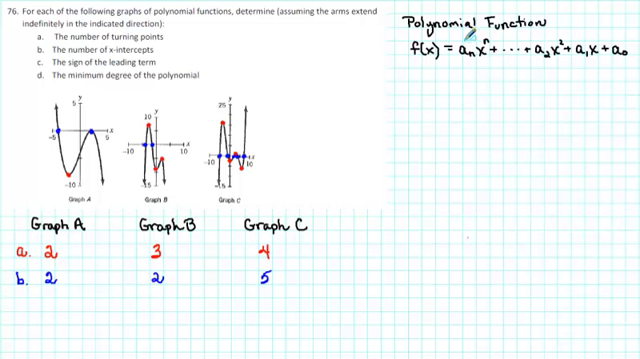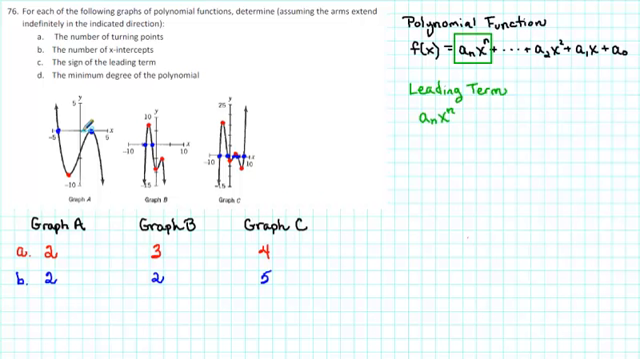The coefficients, the a values, are real numbers, and the leading coefficient a sub n cannot be equal to 0. The degree of the polynomial n is a non-negative integer. The leading term of the polynomial function is a sub n x to the n. To determine the sign of the leading term, we can look at the end behavior of the function.